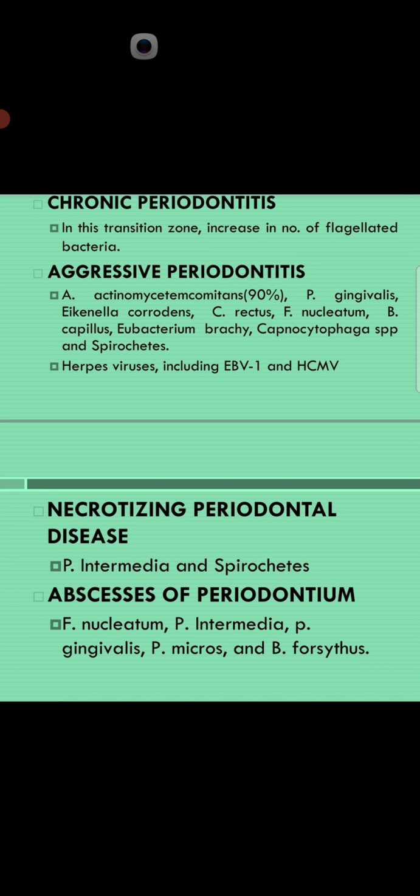Next is necrotizing periodontal disease. For necrotizing periodontal disease, P. intermedia and spirochetes are responsible, meaning these specific organisms are present in this condition. Next is abscesses of the periodontium. In abscesses of the periodontium, F. nucleatum, P. intermedia, P. gingivalis, P. micros, and P. fluorescens are responsible. This is all about dental plaque in periodontics.